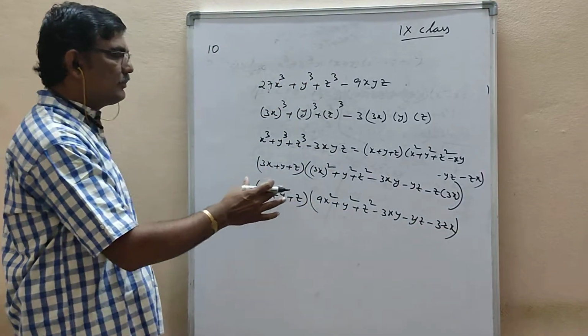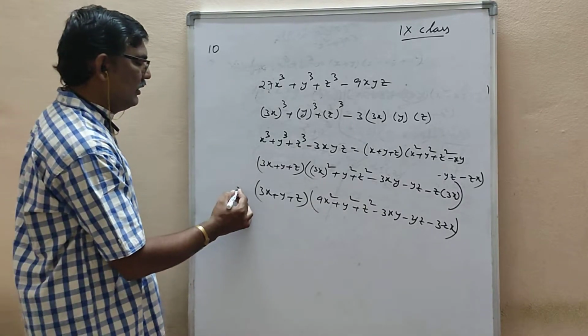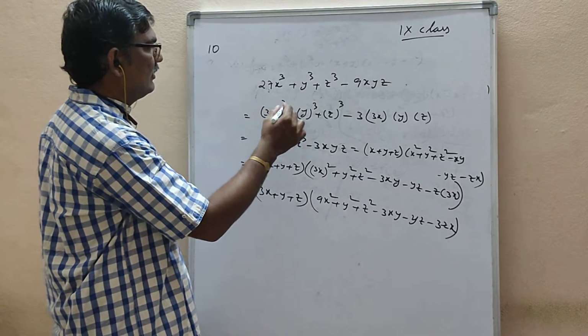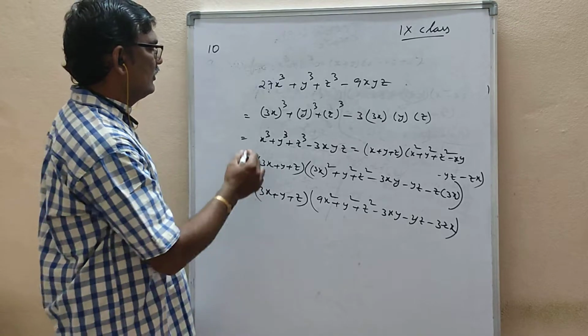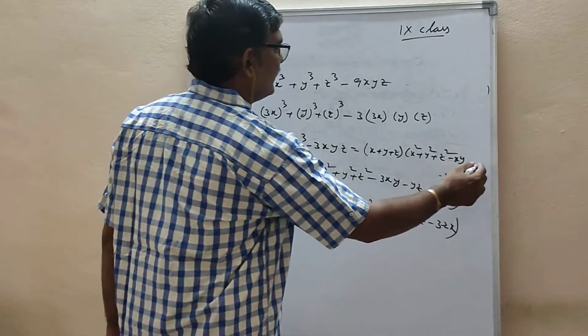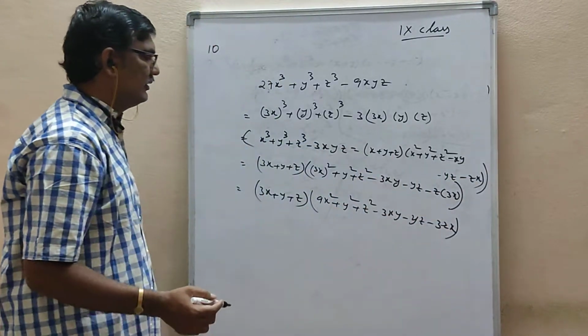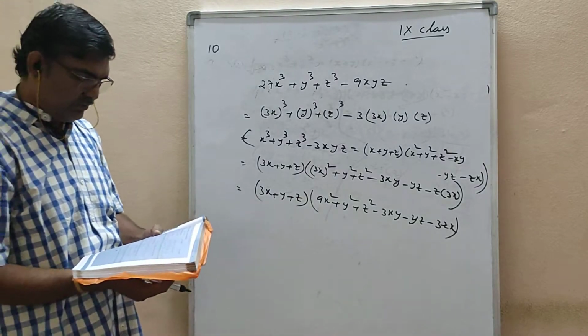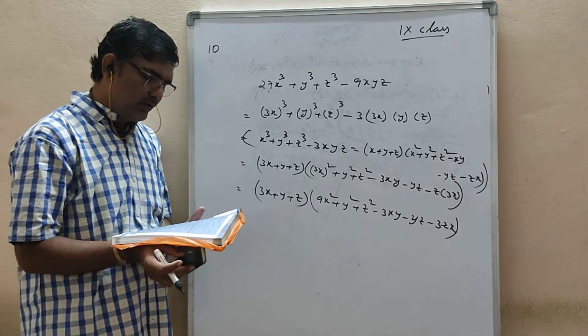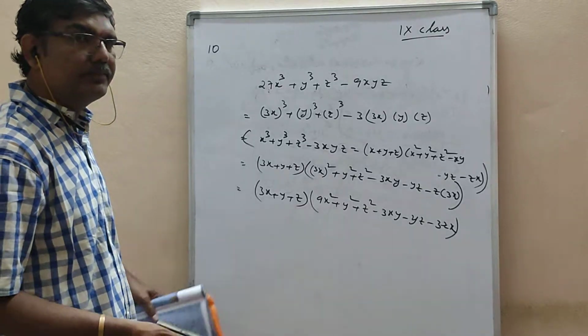So I wrote it as a product of terms or not. So I did the factorization of this one. So this is the formula here. Which formula I used? I said here, identity you have to write. Then we will go with the next problem.